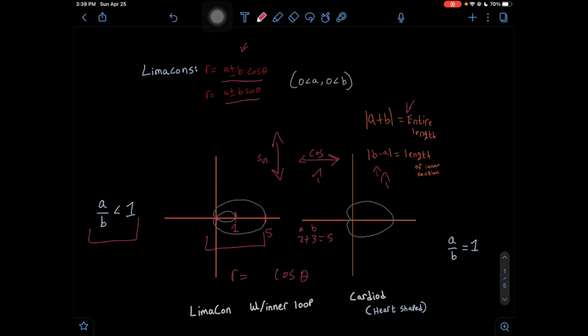And we said that b minus a equals the length of intersection. And the length of our intersection is 1 because we're starting at the origin. So we need something minus something equals 1. But 3 minus 2 equals 1. So that means our a value is 2 and our b value is 3. So we can do 2 plus 3 cosine of theta. And when you graph this, you should get a limaçon with an inner loop that looks something like that.